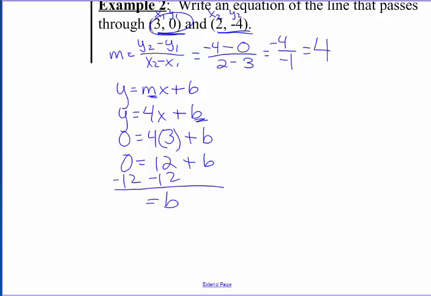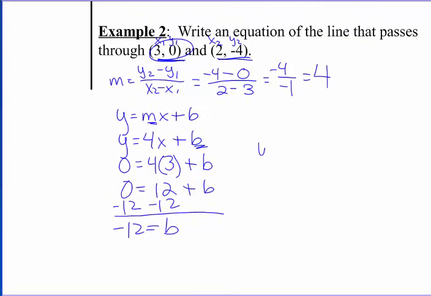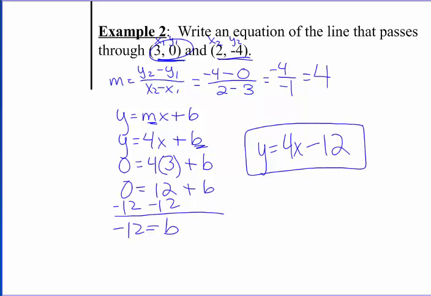And we have b is equal to -12. And now we write our final equation. y equals 4x minus 12. This is my final equation. Notice that the final equation has a y and an x in it.